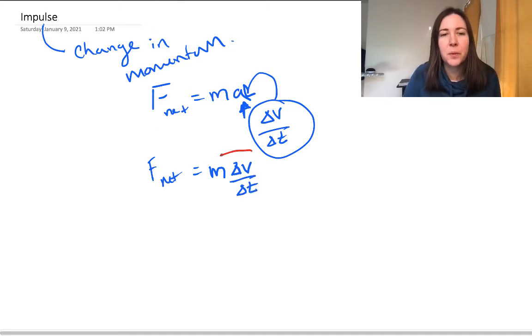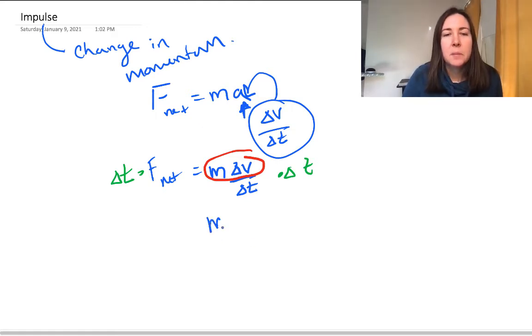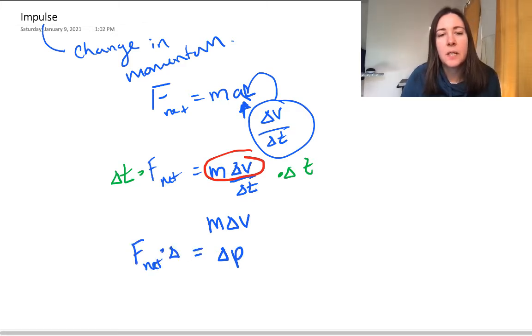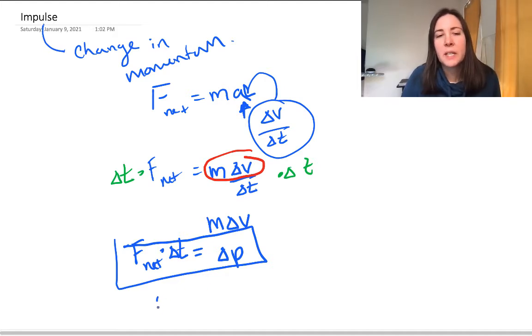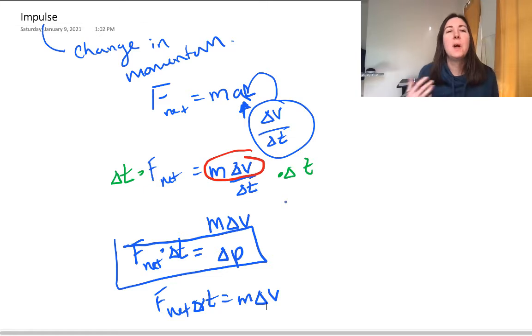This should look sort of familiar. This m times delta v, that is the change in momentum. So if we solve for that by just multiplying both sides by delta t, we get m delta v, or the change in momentum, is equal to the net force times the change in time. This is what we call the impulse momentum theorem. You will see it like this, or you might see it as just F net delta t equals m delta v.